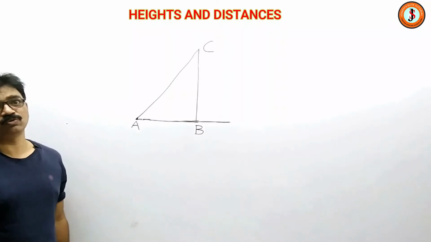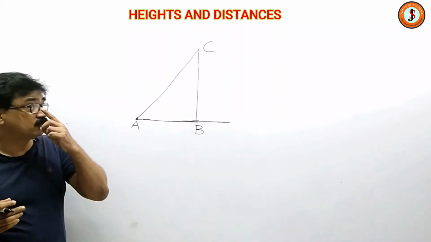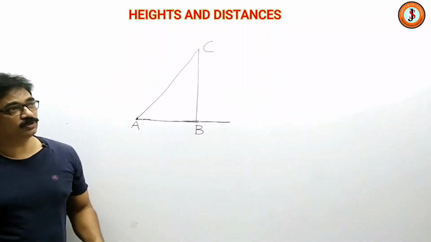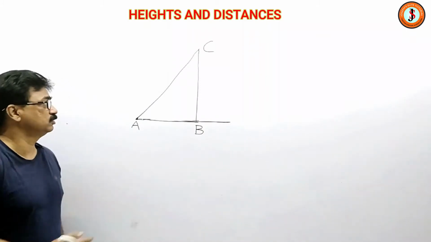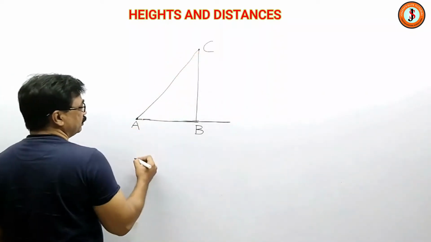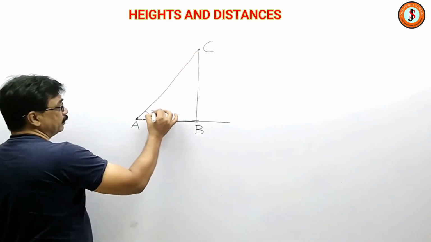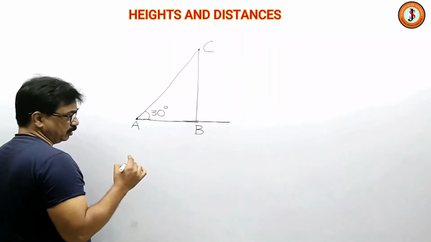So elevation means you always look up. The angle of elevation is the angle between the line joining the point of observation to the top of the object viewed and the horizontal line passing through the point of observation. The top of the tower is joined with a straight line, and the angle of elevation is 30 degrees.